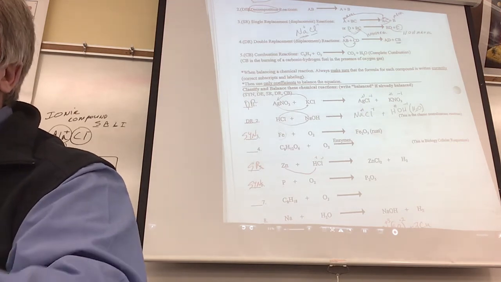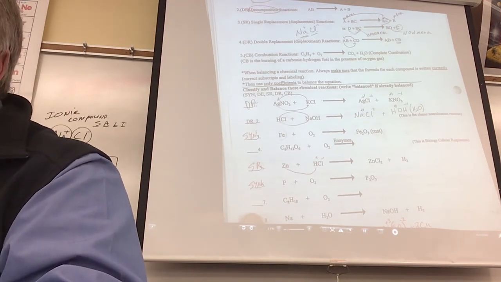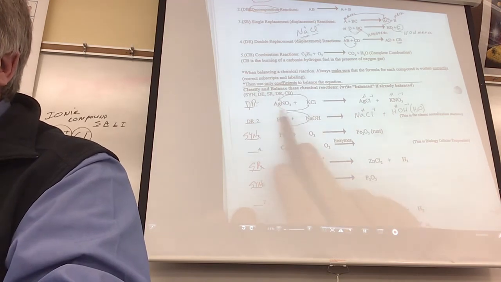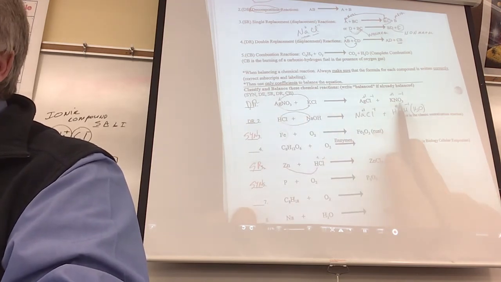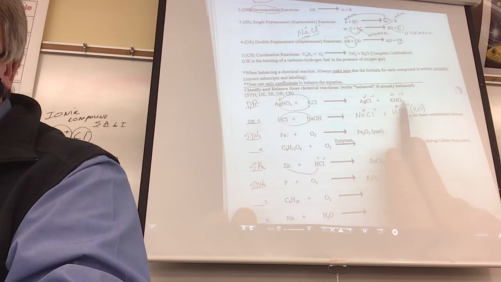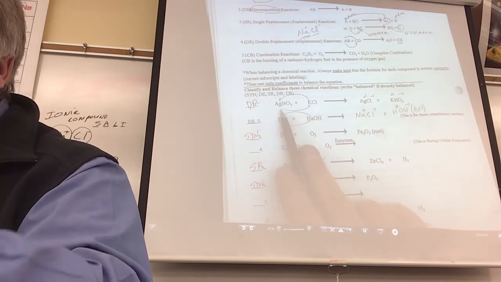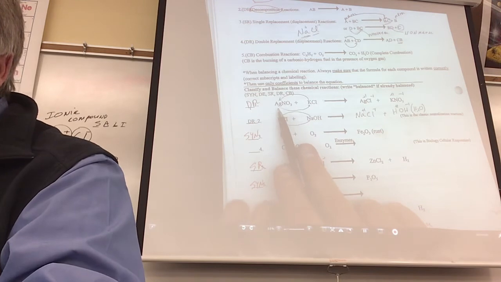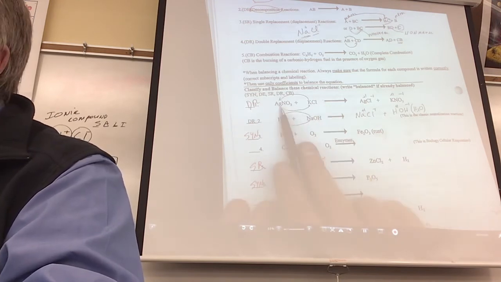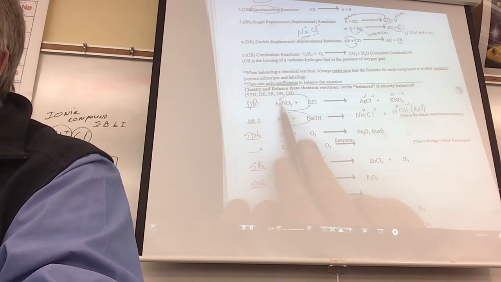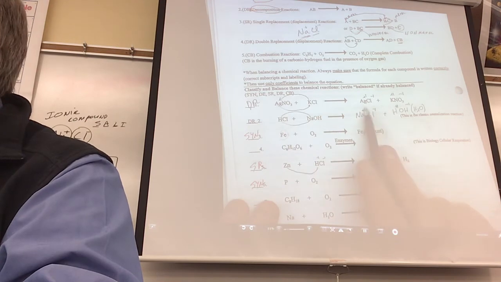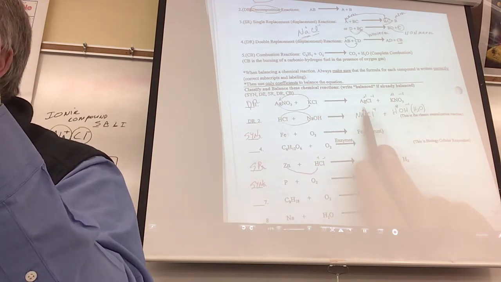First of all, you don't ever even think about balancing an equation unless you have all the formulas correctly written. Now these are all correctly written. I know that they are correctly written. So I go on the left side and I look here, and this is called silver. How many silvers are on the left side of the arrow? 1. Now I go to the right side. How many silvers over here? 1. Then they're balanced.